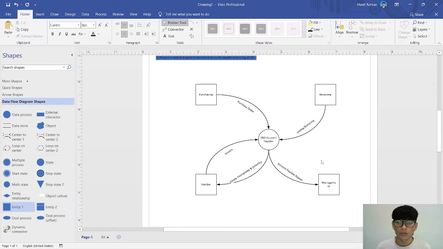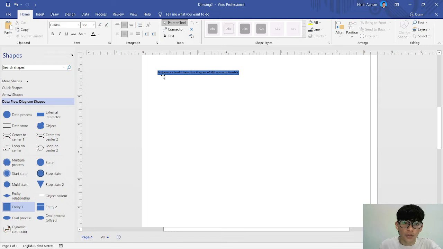And then we go to question B. Question B is to prepare a level 0 data flow diagram of S&S accounts payable. What is a level 0 data flow diagram? A level 0 DFD, also known as a context diagram, is designed to be an abstract view showing the system as a single process with its relationship to external entities. Some data inputs and outputs have been excluded.